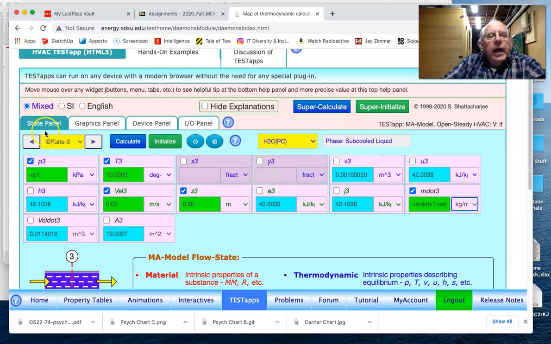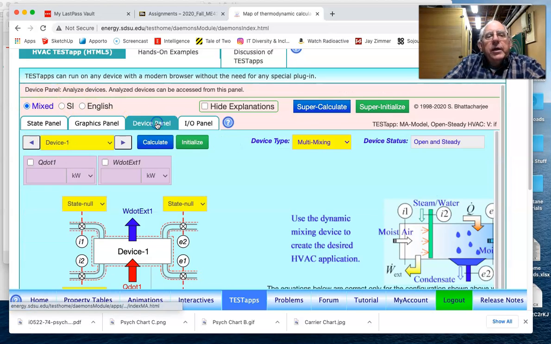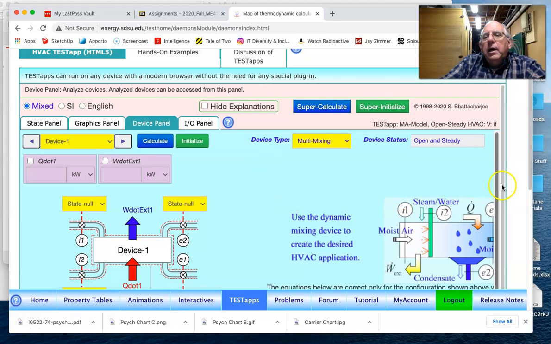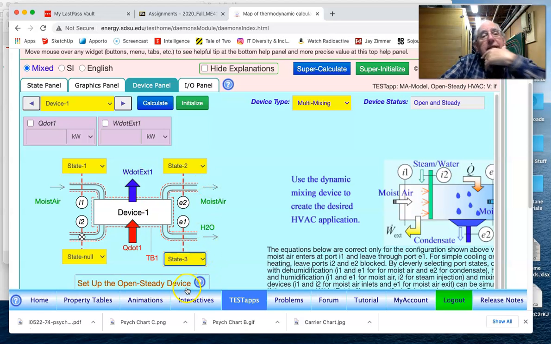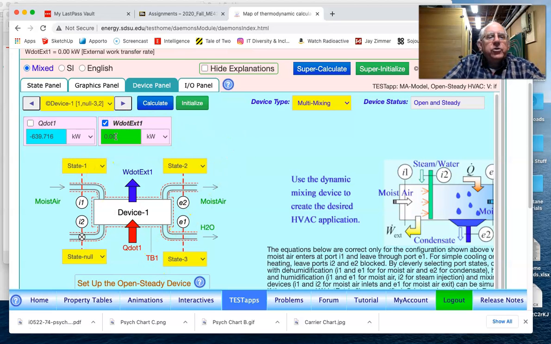And so now that we have state 1, state 2, and state 3, we can now go to the device panel. And on our device panel, we come in at state 1. That's the only thing coming in. We leave at state 2. That's the moist air, but then we are also leaving with state 3, which is water, liquid water. And so it knows these conditions. It also knows the flow rates. And so we say that there's no heat transfer.